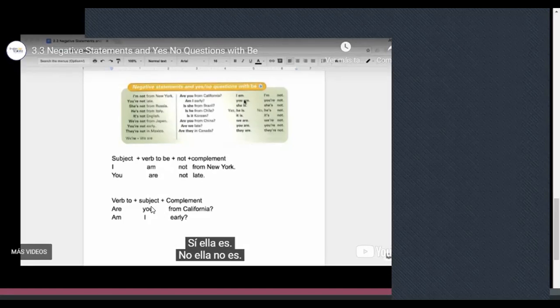¿Cómo tendría que ser el ejemplo de la fórmula? Vaya, fíjate, aquí está tal cual, porque estamos usando you, right? Entonces vas a decir, are you, y tú vas a usar el complement. No, es pregunta, es pregunta. Por ejemplo, are you happy?